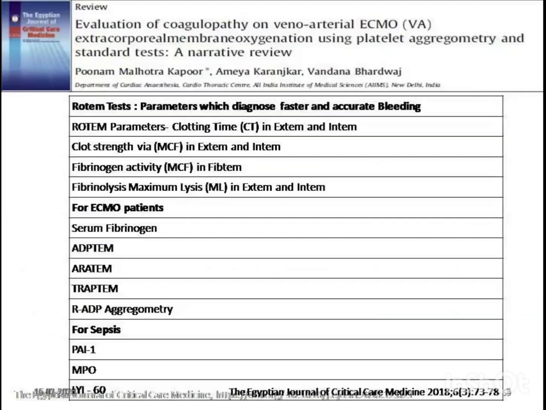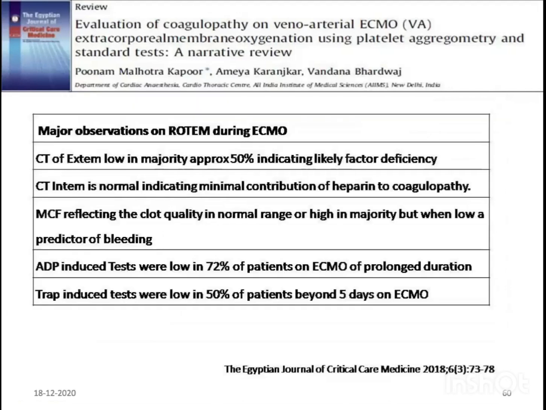We predicted this and wrote it as a review that in ECMO patients, though we have serum fibrinogen, the ADP-TEM, the ARA-TEM, the TRAP-TEM, the ADP aggregometry is very good. And if you do biomarkers like metalloproteases, PAI-1 for sepsis, or lysis at 60 minutes, then we can know from an early stage about the clot strength from EXTEM and INTEM, about the fibrinogen activity from FIBTEM, about the fibrinolysis from EXTEM, INTEM and FIBTEM. And ADP-TEM, ARA-TEM, and TRAP-TEM tell us in a detailed way how the ECMO patients are going to be bleeding or not bleeding and going into DIC or not going into DIC.